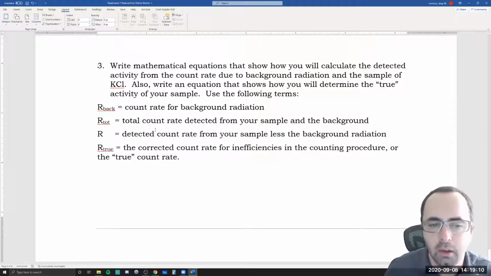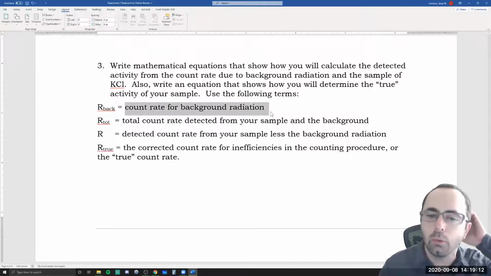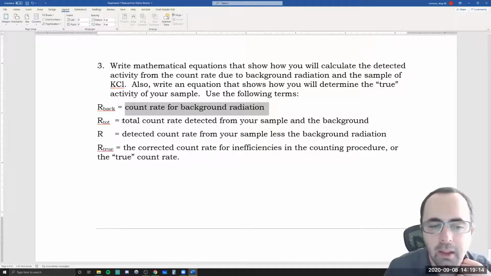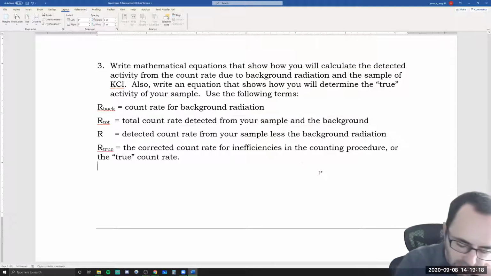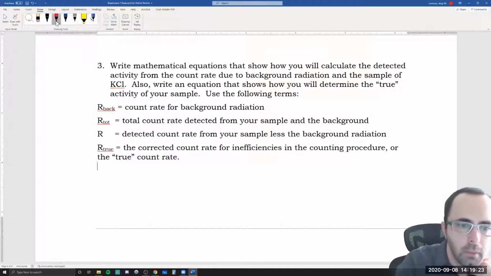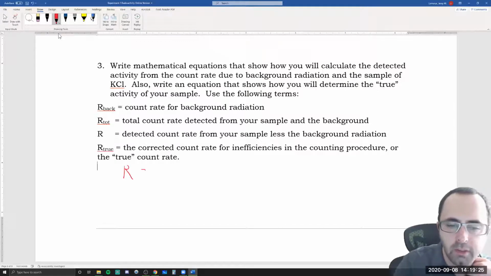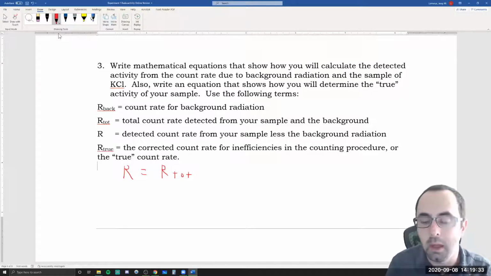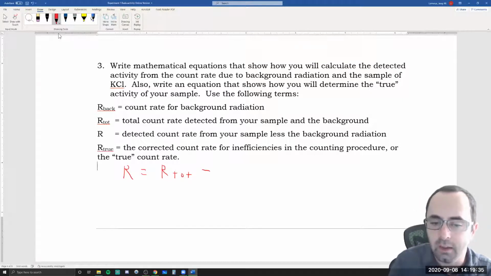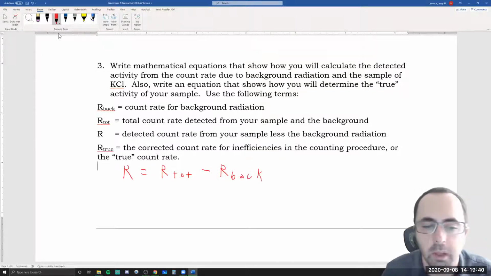So like I said, we're going to average our background radiation. We'll get a count for background radiation, and then we'll have the total, which is the sample and the background. To get R, we're going to have to take the total, which is going to be the radioactive potassium and the background, and we're going to have to subtract out the background. Okay, so that will be R.